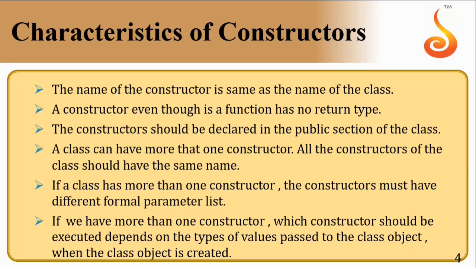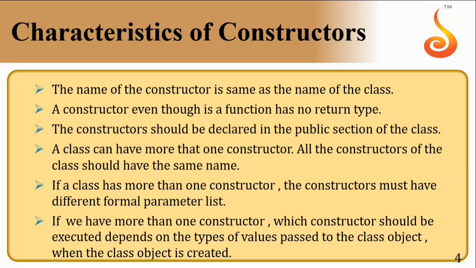And a constructor without any arguments is called a default constructor. Every time you create an object, the default constructor is run. If we have more than one constructor, which constructor is executed depends on the types of values passed to the class object when the object is created. You can pass them through implicit call and explicit call, and if there is only one argument, you can also pass it using equal to.